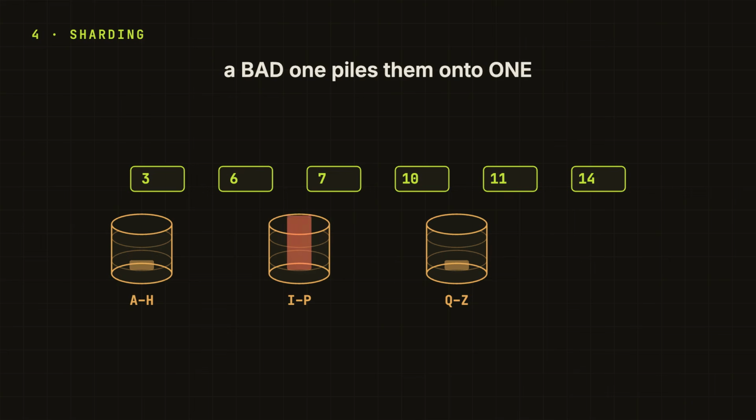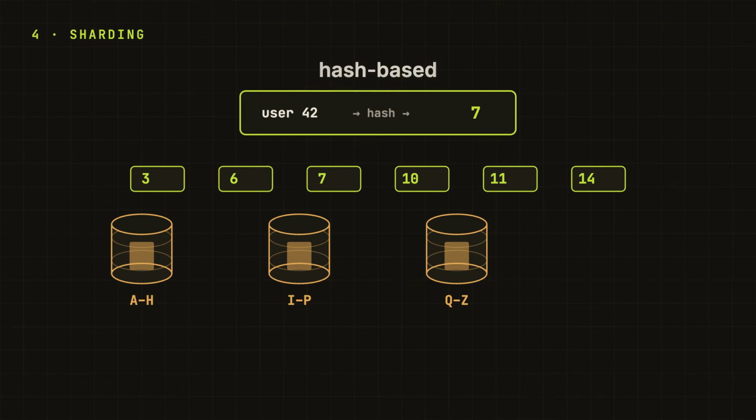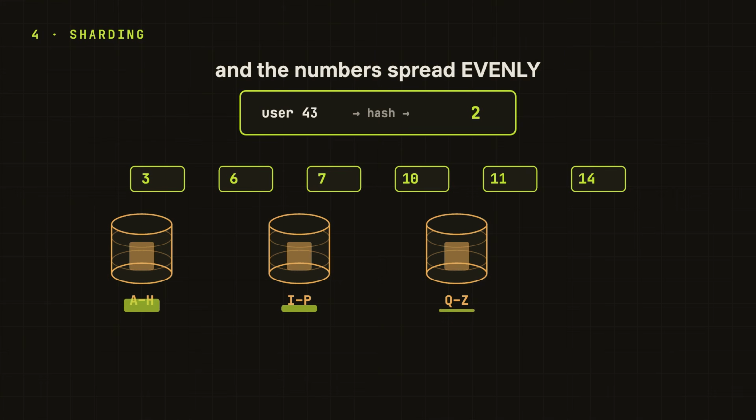There are two main ways to split: range based, like the A to H example, and hash based. You run the key through a hash function to get a number, and that number decides the shard. And since we will use this word a few more times, a hash function at a high level is just a function that takes any input, let's say a user ID, and turns it into a fixed number. And two properties make it useful here. One, the same input always gives you the same number, so you can always find that row again later. And two, the numbers come out spread evenly, so your rows land across all the shards roughly equally instead of piling onto one.